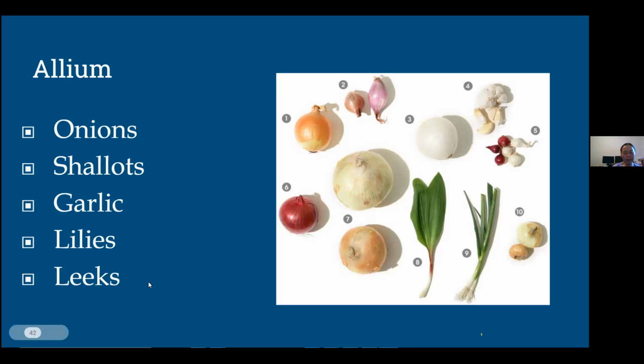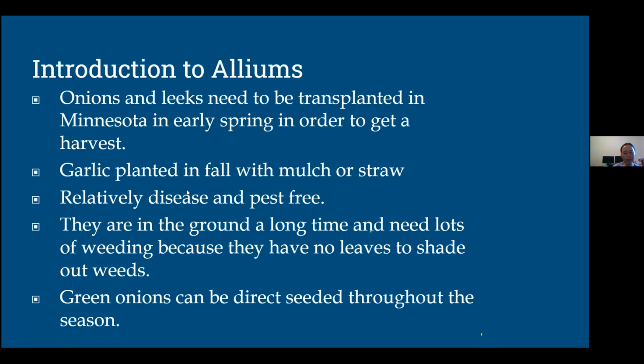All right, so alliums. Introduction to alliums. Onions and leeks will need to be transplanted in Minnesota in the early spring, so like we said, mid to late May, in order to get a harvest.